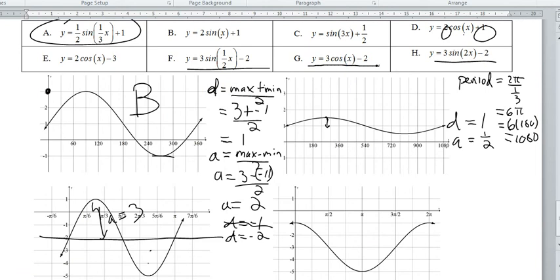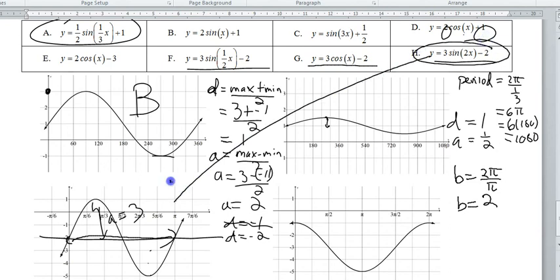They all have different values of B. So what's the period of this thing? So if we start at the middle and come back to the middle, we can see the period is pi. And B is equal to 2 pi over the period, or 2 pi over pi. So B is equal to 2. And so H is the answer for that one.